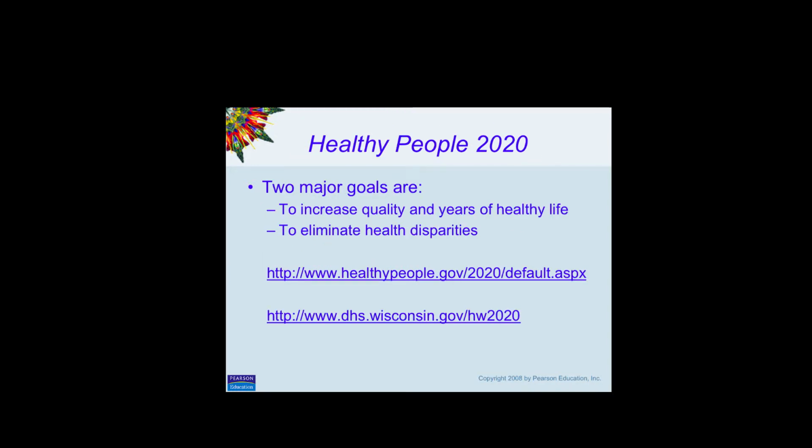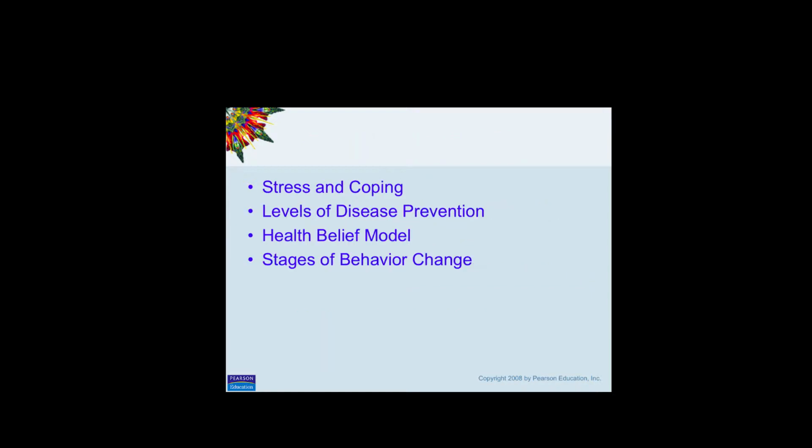Healthy People 2020 is a national website with two major goals: increased quality years of healthy life and the elimination of health disparities. There's a national website, and Wisconsin has its own Healthy People website. Please take a look at these websites. They will tell you where the agendas are for the nation as well as for the state.